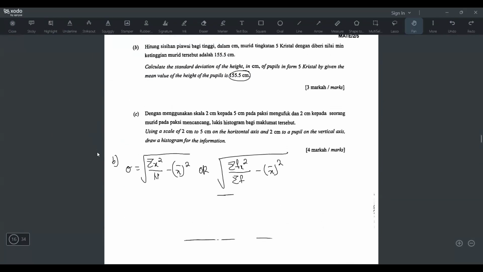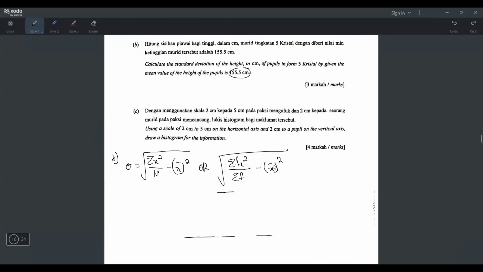This formula. But do you realize when you use this formula, you need the mean? Okay, this is the symbol for mean. So if you don't have the mean, we cannot find the standard deviation. But they already gave us here. You see, the mean is 155.5. So I don't have to waste my time to find it again, right? I already have the mean, so I can straight away find my standard deviation, okay?